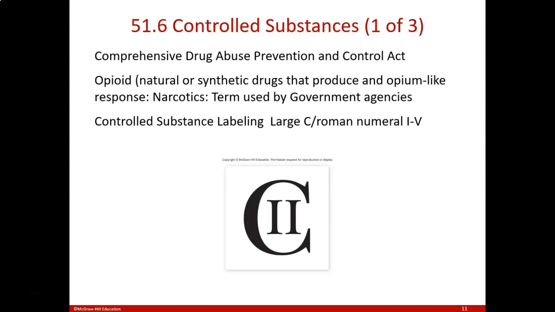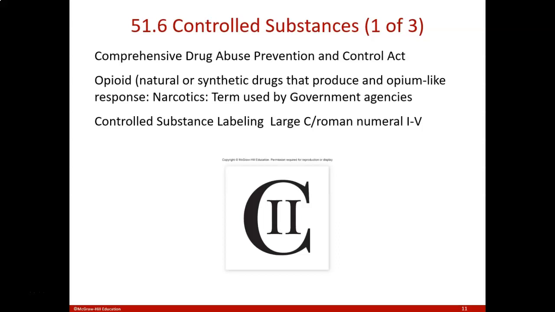When you see the term opioid, an opioid is just a natural or synthetic drug that produces an opium-like response. It is synonymous with a narcotic, but that's a term used more by police and governmental agencies to describe opioids, because you have a number of different types of opioid medications, so they clump them together and call them narcotics.